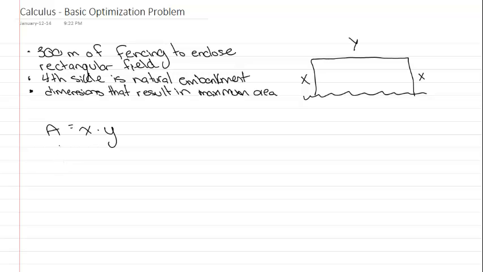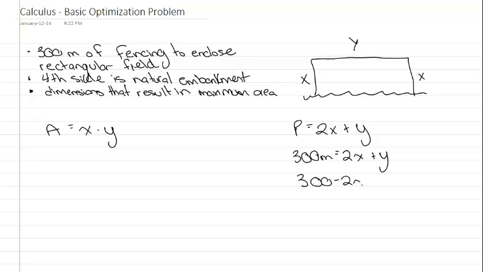So before I can do anything with the area, I need to replace one of these variables. This would be true no matter how you were solving it, whether it was calculus or grade 10 math. You would need to have just one variable, so either x or y. So the perimeter of this is 2x plus y. And I'm writing that down because they've told me that I have 300 meters of fencing, and I know that I can rearrange this to get rid of one of my variables. So I'll plug in 300 meters is equal to 2x plus y, and then I'll rearrange this for y, because that just makes it easy to plug in.